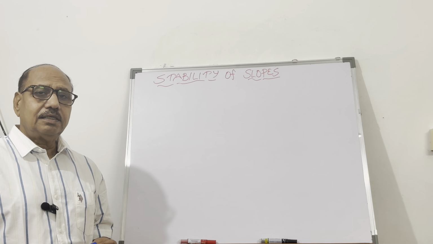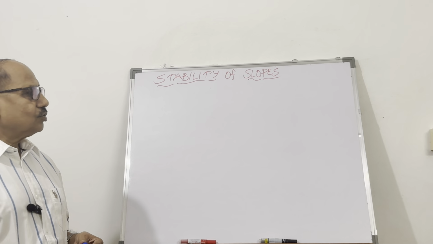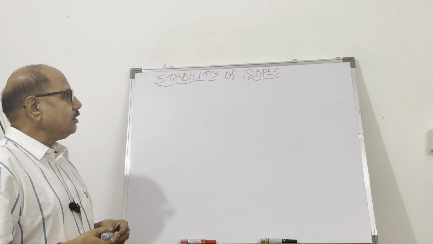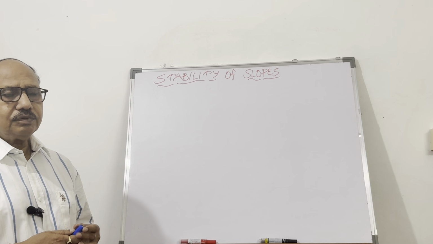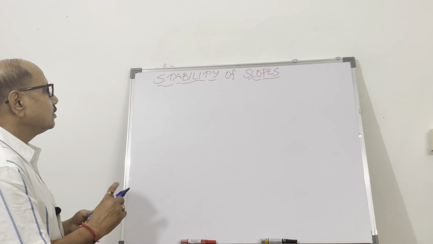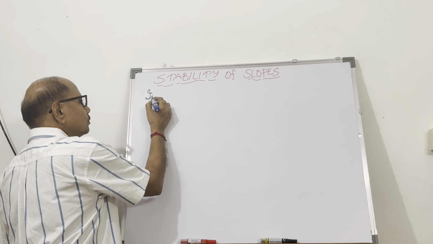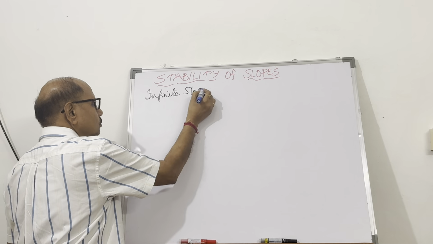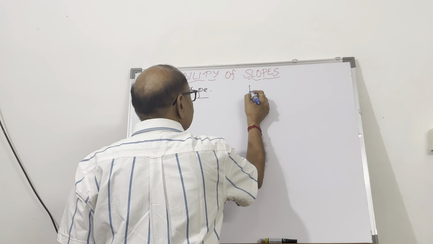And in order to prevent this, what are the measures? So first, we will try to explain how you find out the stability of a slope. What are the different types of slopes? As you know, the slopes are going to be of two types. One is called infinite slope, and another we call it finite slope.